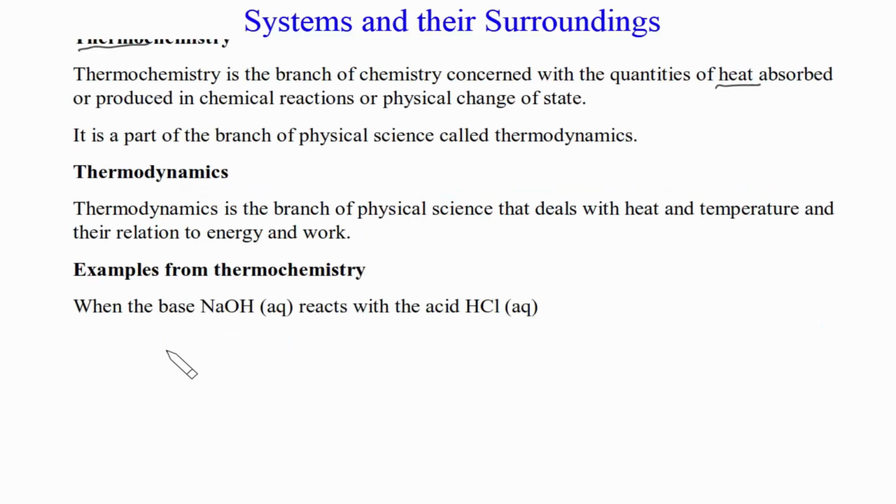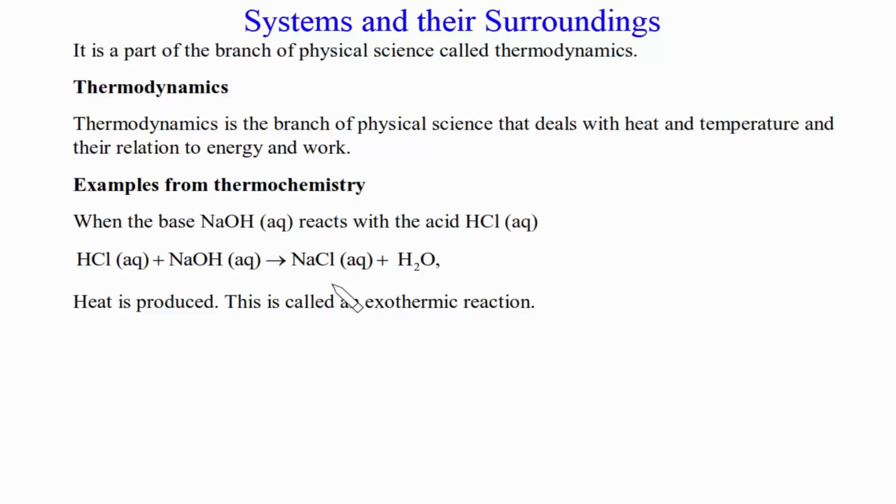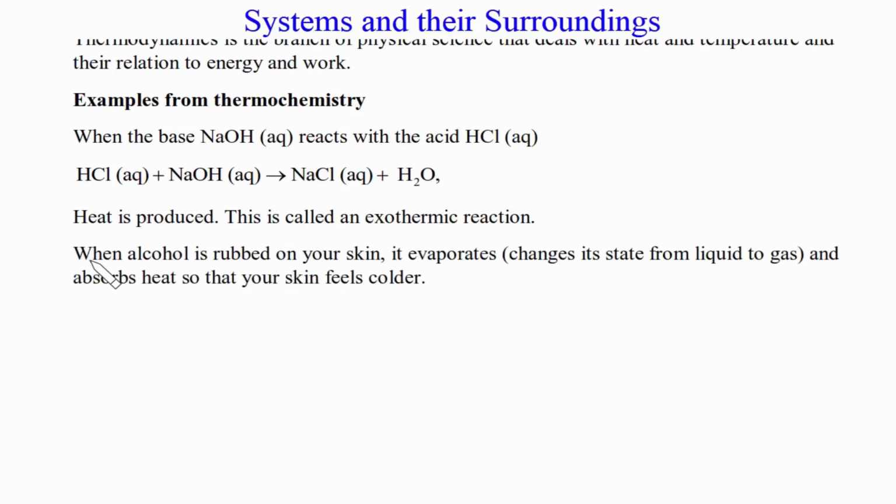The first one is that, say, a base, sodium hydroxide, reacts with an acid like hydrochloric acid. Here's the reaction. HCl plus NaOH, hydrochloric acid plus sodium hydroxide, react to give us a salt, sodium chloride, and water. We met this when we talked about acids and bases. Now, not only does a chemical reaction occur, but heat is produced. And we call this an exothermic reaction. Exo is outwards, and thermic means heat. So heat is released out of the system. Exothermic reaction.